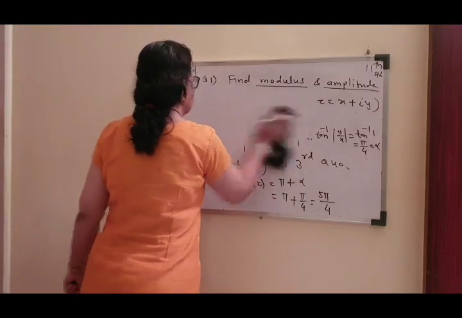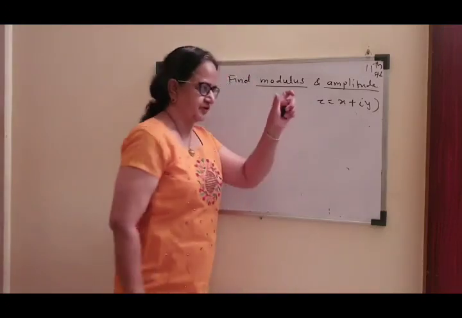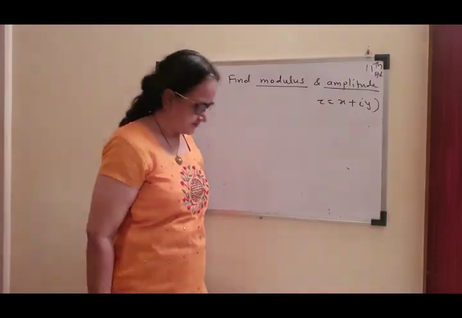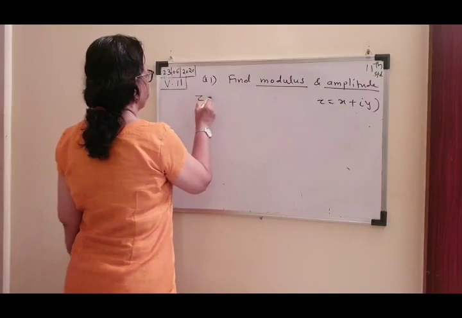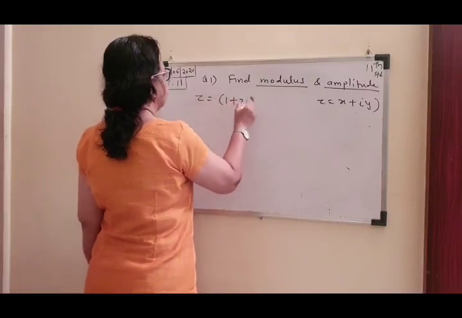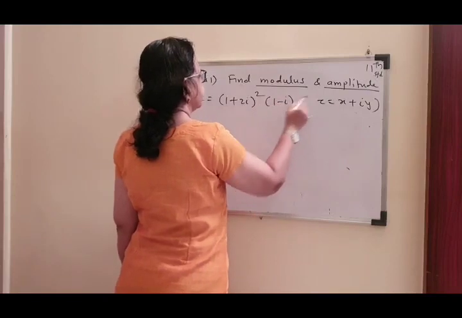Alright? And then, so I think this is an example. You have to just practice. Whatever steps I have given to you, please keep following that. One more, let us do. We will do z equal to (1 plus 2i) whole square into (1 minus i).